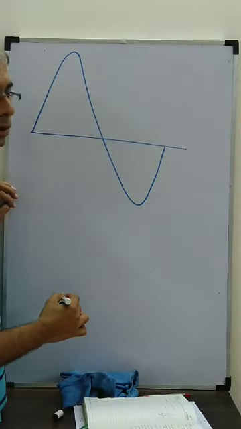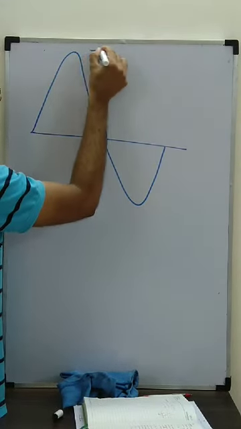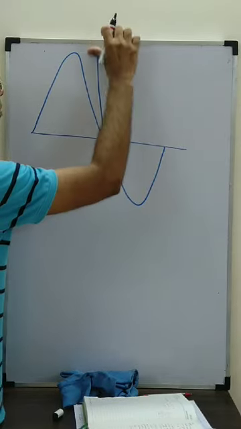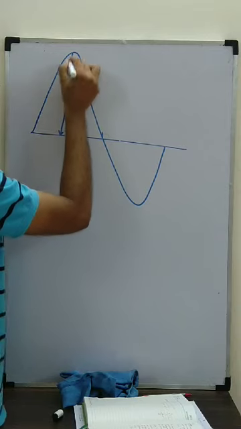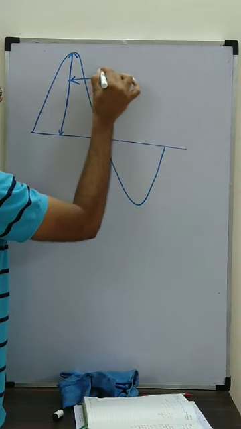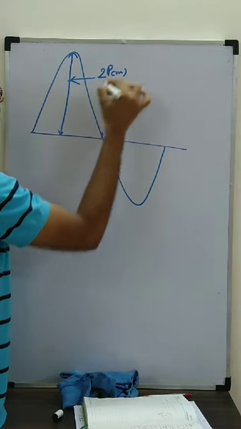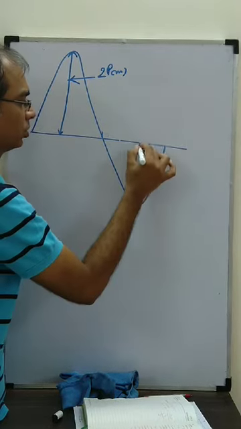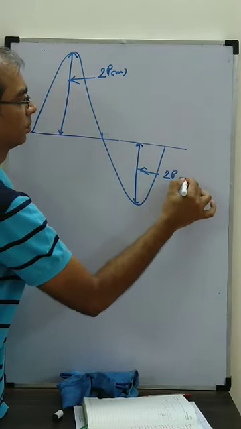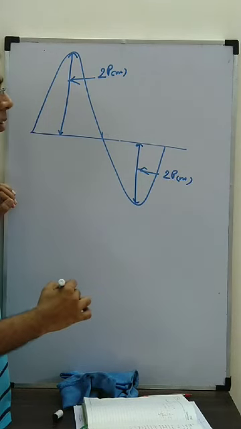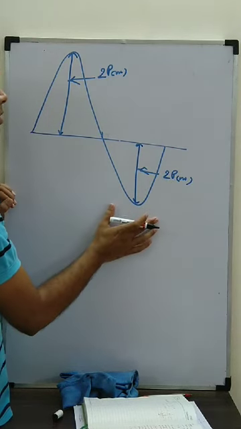Something like this. Now this is the pressure antinode. This point is a pressure antinode. And what is its value? 2 times Pm. Same way this also is a pressure antinode. This is 2 times Pm. That magnitude is 2 times Pm.